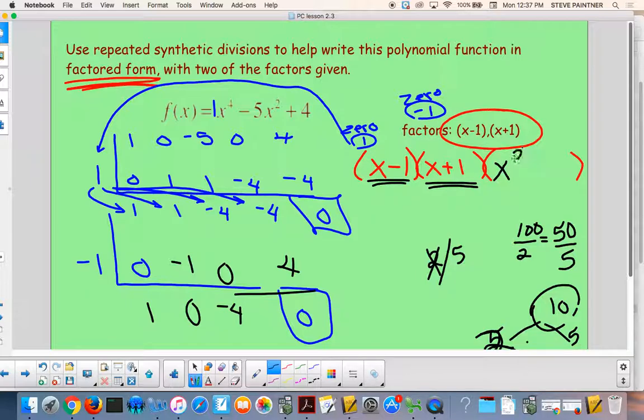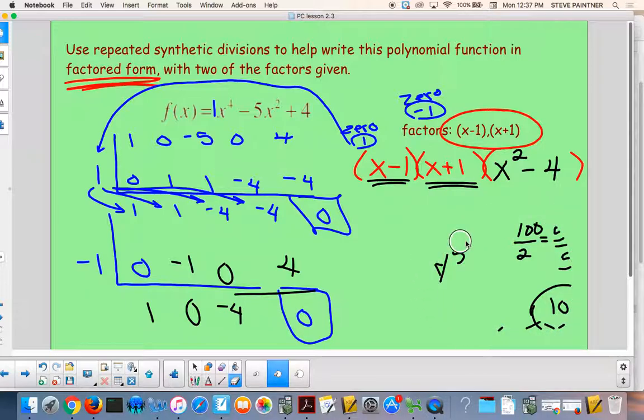Okay, x squared minus 4. There you go. Okay, what's your question? So let's say 100 is a factor of 100, okay, but 100 isn't a factor of 50. Yeah. He's just breaking down.